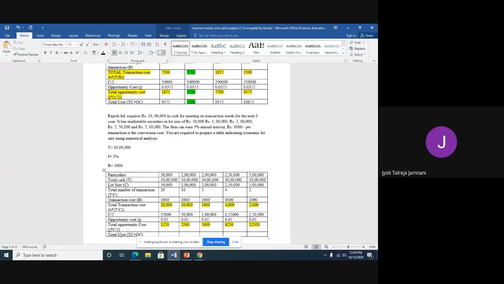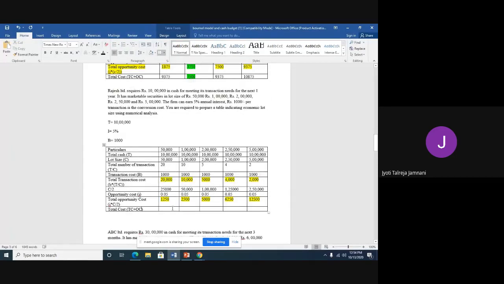Now we will also find the total and see whether we are getting the minimum cash balance there or not. So 20,000 plus 1,250 is 21,250. 10,000 plus 2,500 is 12,500. 5,000 plus 5,000 is 10,000. 4,000 plus 6,250 is 10,250. And 14,500. So if you see, at 10,000 the total cost is minimum.